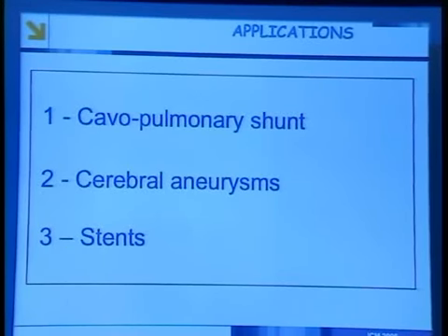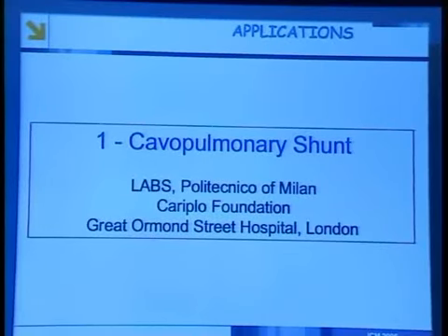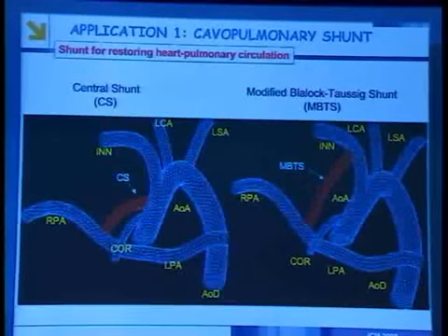I'm simply mentioning 3 different kinds of applications that were suggested to us by doctors, and in which we can hopefully see the potential of these tools in order to solve a specific problem. The first one is cardiopulmonary shunt for congenital heart disease. The second one is on cerebral aneurysms, and the third one is on stents for occluded arteries, say. The cardiopulmonary shunt is a collaboration with the Great Ormond Street Hospital in London and the Laboratory of Biological Structure of the Politecnico Milan and the Cardiopulmonary Foundation, which is the sponsor of this work.